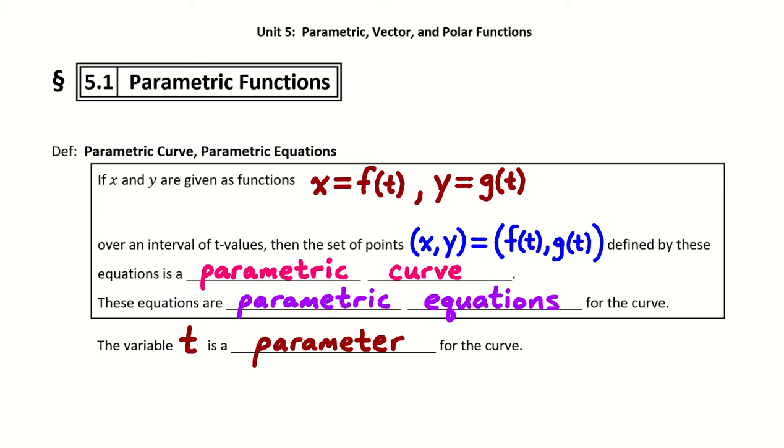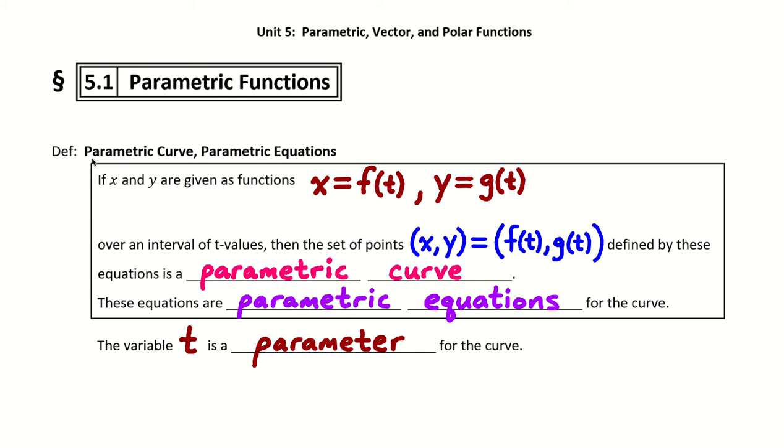There's going to be a stopping point. I'm probably going to power right through, but if you want to do this video and this bunch of notes in a couple of sittings, then go for it. So here we go. Parametric functions.